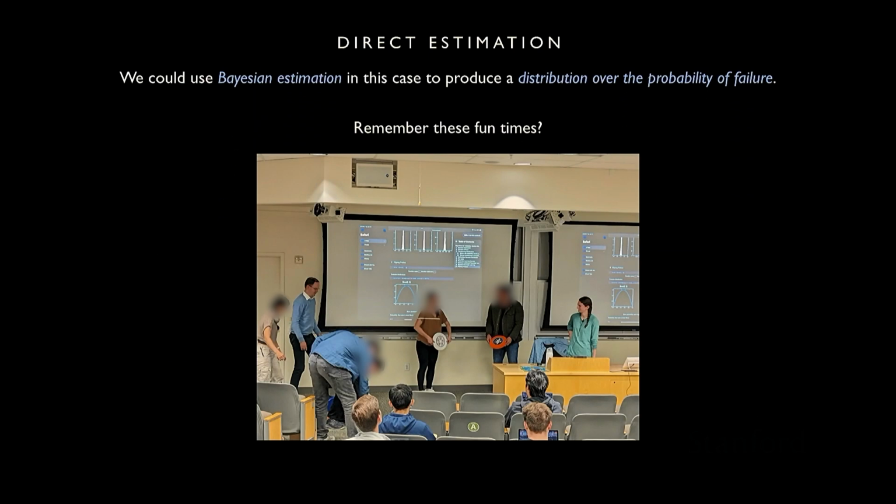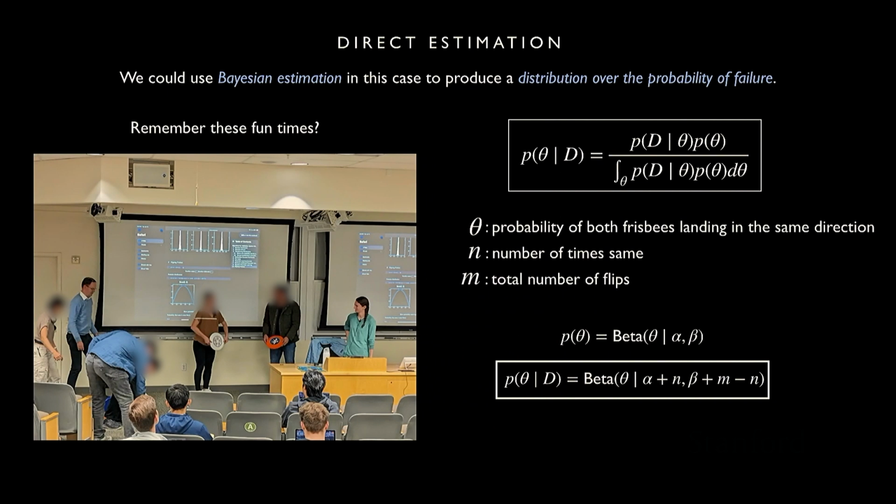Well, remember these fun times where we were flipping frisbees? We're going to do basically exactly the same thing. We said we wanted to infer this distribution over the probability of failure given our data set. When we were flipping frisbees, we flipped a whole bunch of frisbees to gather this data set, and we said our theta was the probability of both frisbees landing in the same direction. Then n was the number of times they landed in the same direction, m was the total number of flips, and we found that our posterior distribution over theta, p of theta given D, followed this beta distribution.